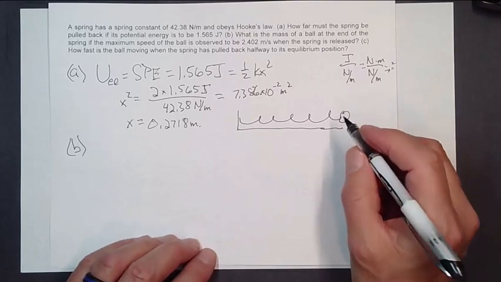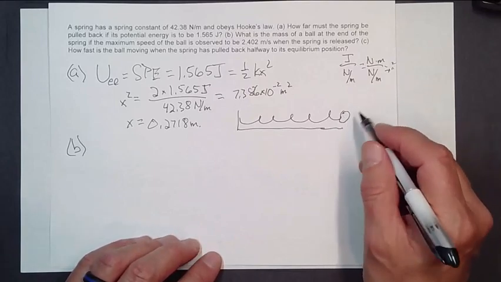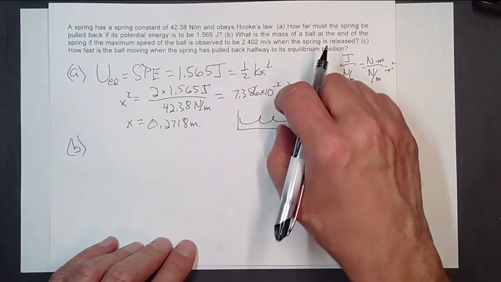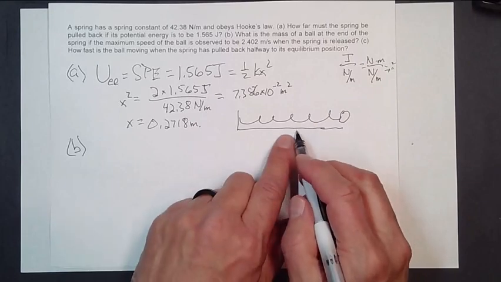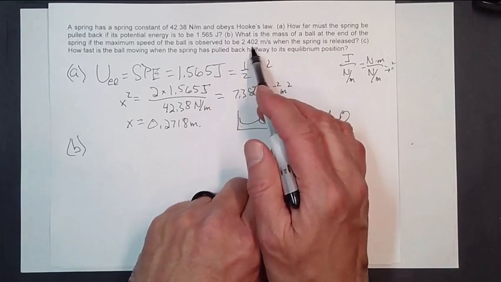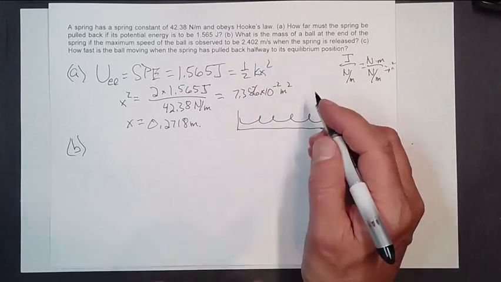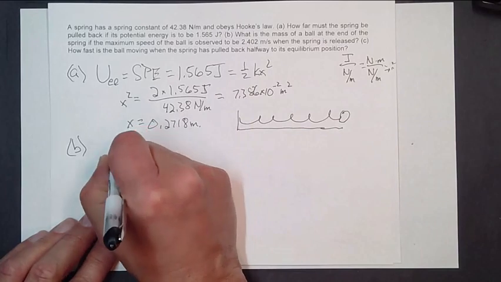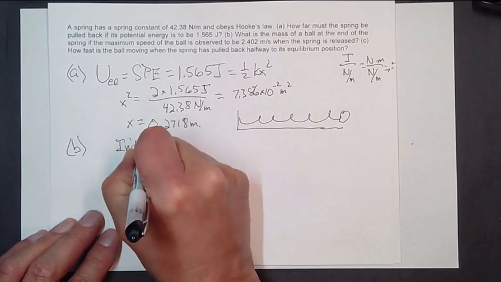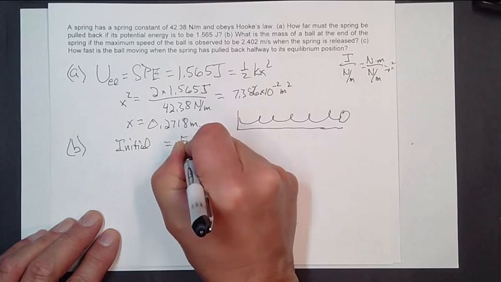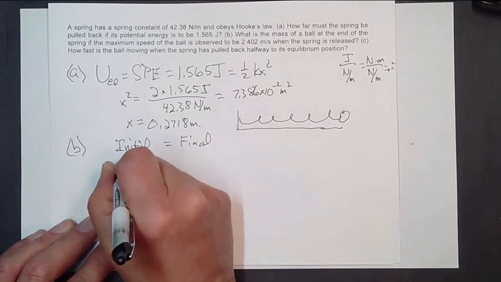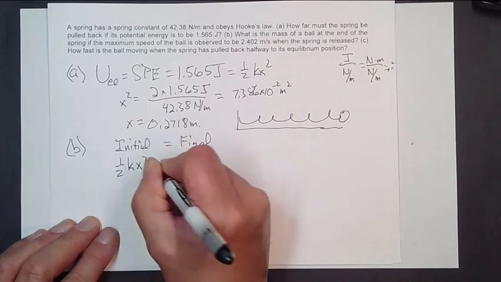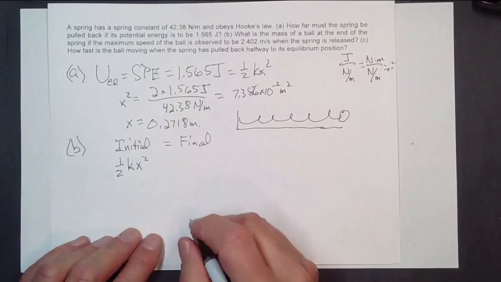So somehow or other we do that and let go. Okay, and so this spring is going to pull back to its equilibrium position, and when it's there, the ball will have a speed of 2.402 meters per second. So let's write that as a conservation of energy problem. And I'll just say initial equals final. Well, initially what we've got is 1/2 kx squared, which we know is 1.565 joules.